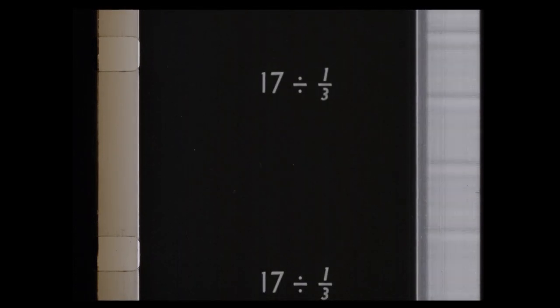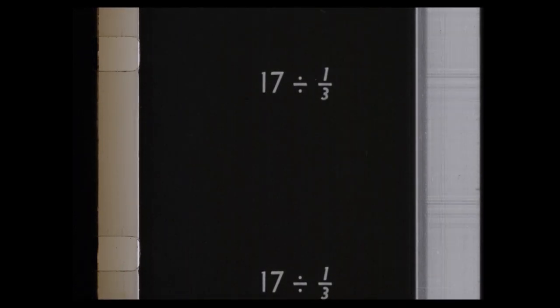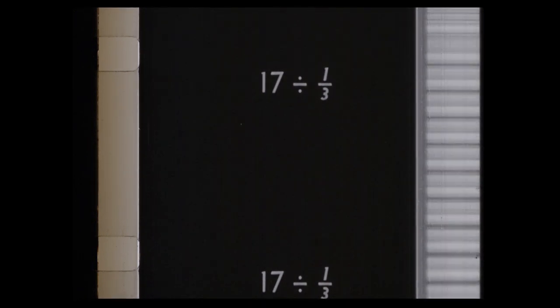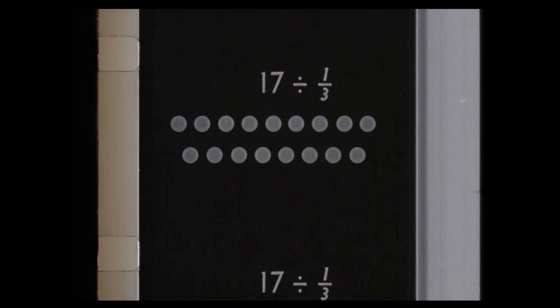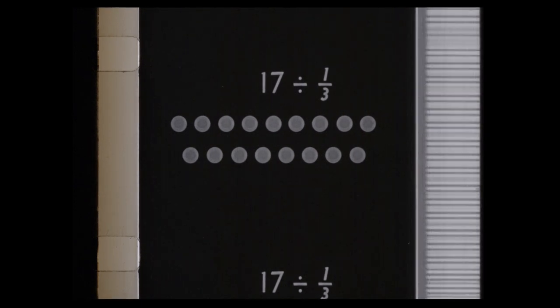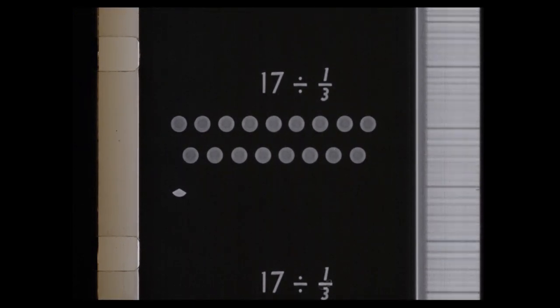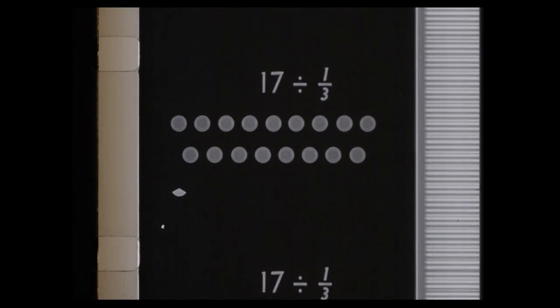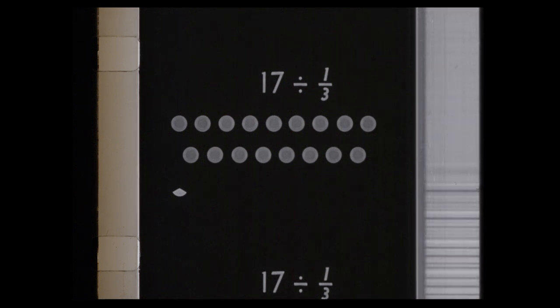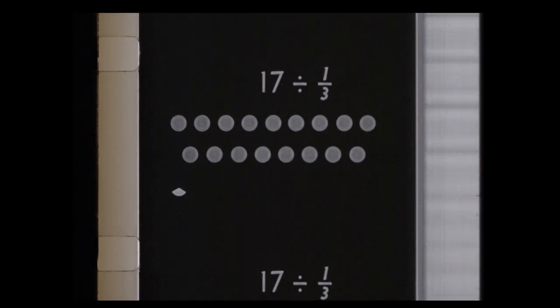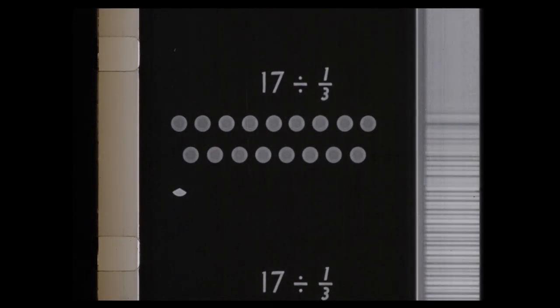Suppose we have the problem 17 divided by 1/3. Here are 17 discs. Our measuring stick is this 1/3 of a disc. How many 1/3s are there in 17? We know that the answer will be a large number. We can also see that it's going to take a long time to find the answer by measuring.